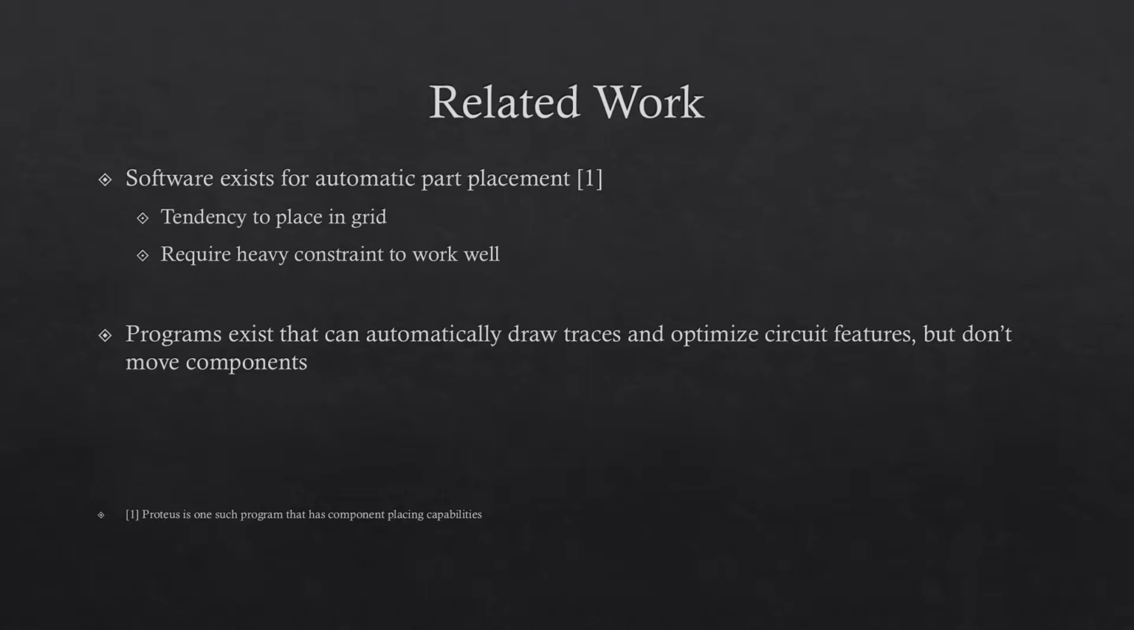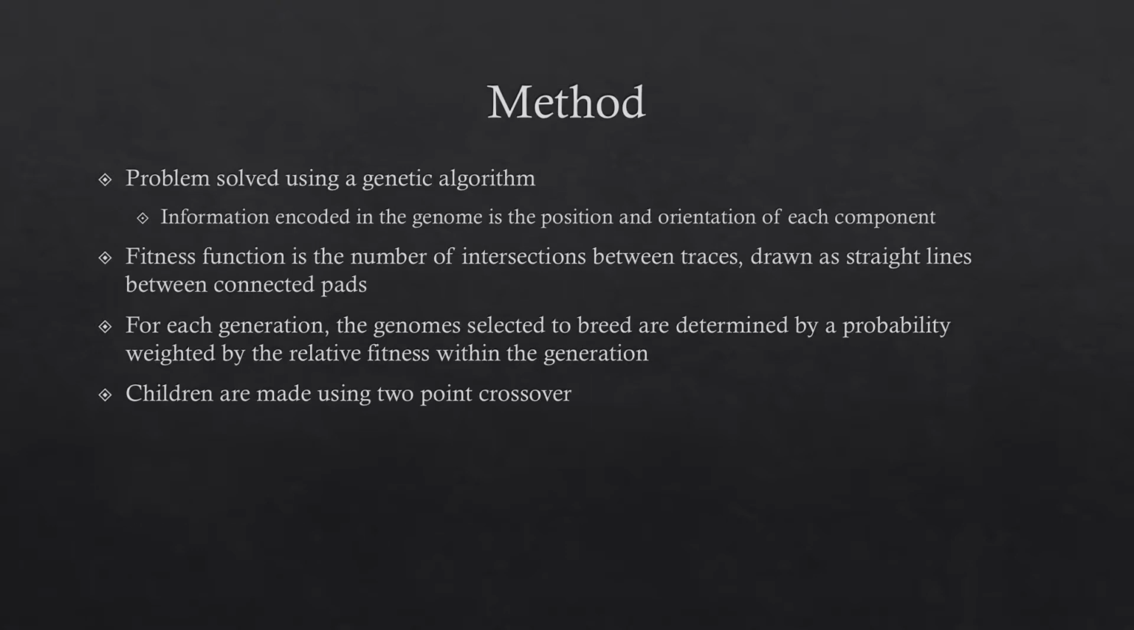or moving components. Because of the difficulty of this problem, I decided to solve it using a genetic algorithm where the information encoded in the genome is the position and orientation of each component. The fitness function that I chose to determine the ease of drawing traces is the number of intersections between traces which are drawn as straight lines between connected pads.